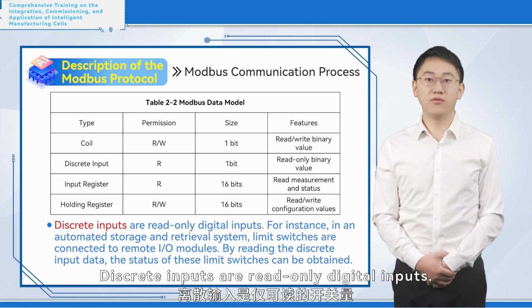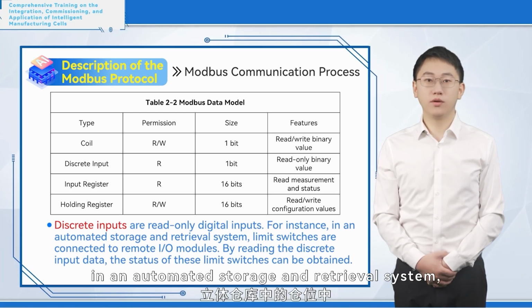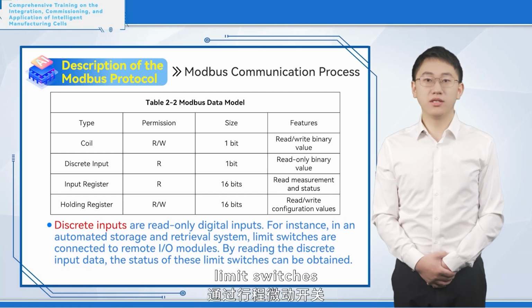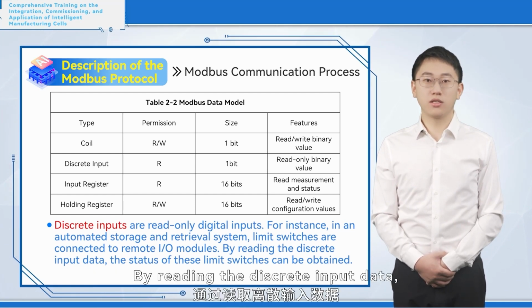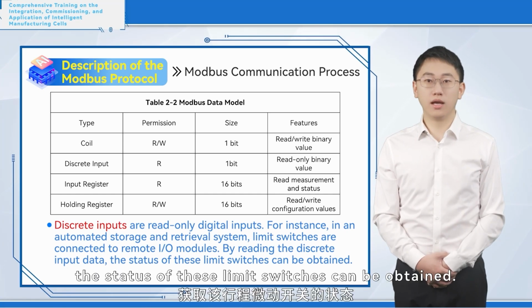Discrete inputs are read-only digital inputs. For instance, in an automated storage and retrieval system, limit switches are connected to remote I/O modules. By reading the discrete input data, the status of these limit switches can be obtained.